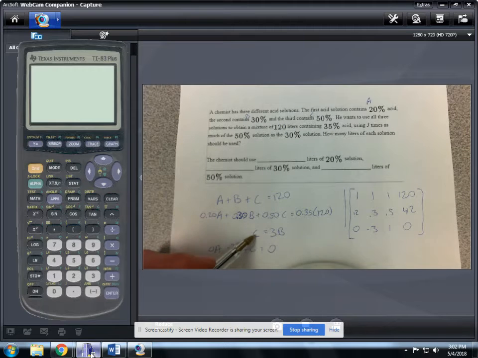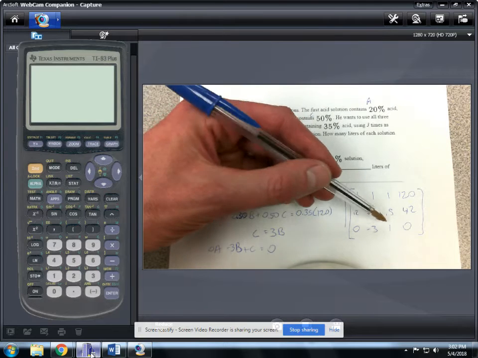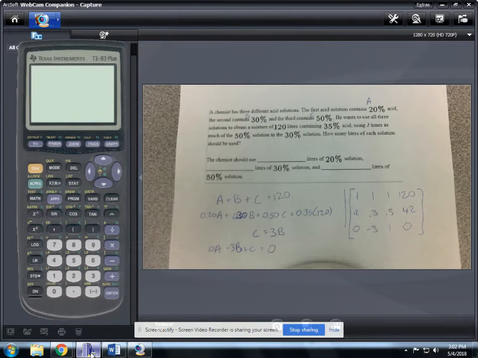If you had this equation flipped, if you had 3B equals C, and you subtracted C from both sides, it would work out to the same result. And so if this ended up being a positive 3 and a negative 1, you'll still end up getting the same answer. So that doesn't matter. All right, so I've got my matrix.